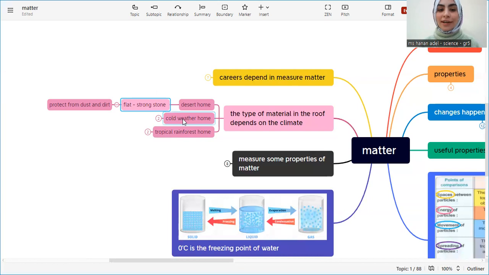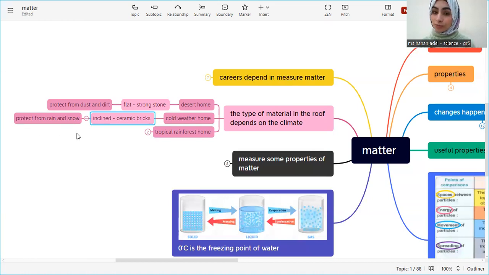Next one, if we are in a cold weather home. Cold weather home means we have rain and snow. So we will make our roof from ceramic bricks and we will make it inclined like this one here. It will not be flat, it will be inclined. So it will allow the rain and the snow to go down easier. It will go down easier if we make it inclined and we make it something smooth like ceramic. So we did this why? To protect it from rain and snow.